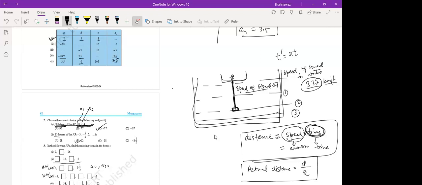Yes, sir. They just told us to make a normal model of it. Like the model. Yeah, so you can make it like this.